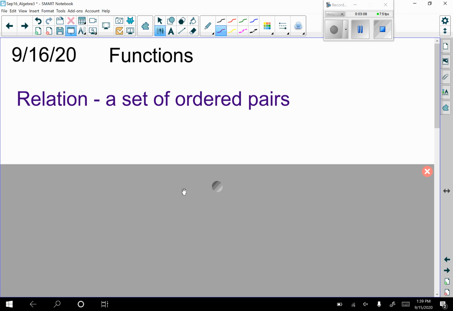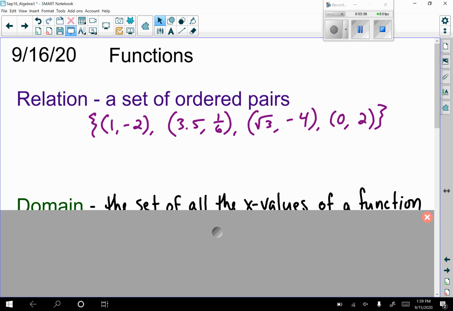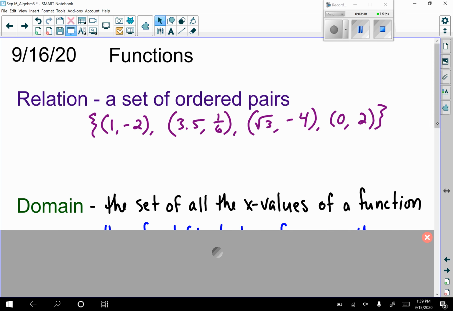So a relation is just any set of ordered pairs. So again, in the set brackets, we could be looking at a 1, -2, a 3.5, and a 1, 6, whether we can actually plot these points or not. We could actually be looking at maybe a square root of 3 and a -4, and then maybe just a 0, 2. So any set of ordered pairs. They could be anything. Now to identify the domain is just the set of all the x values of a function.